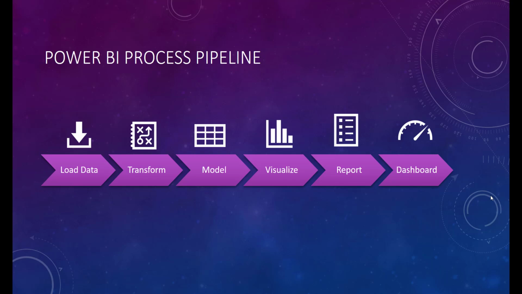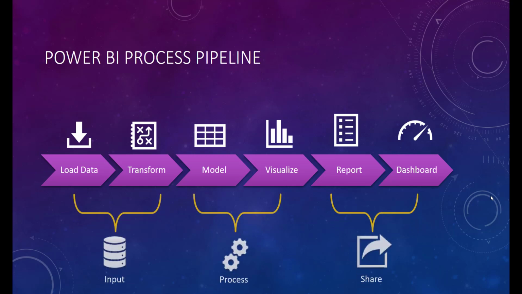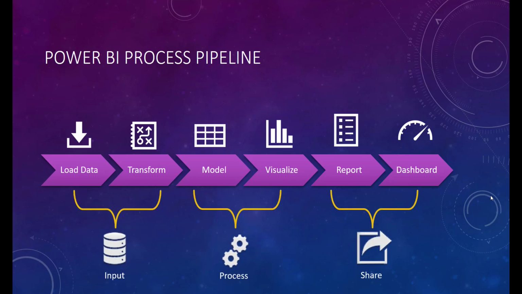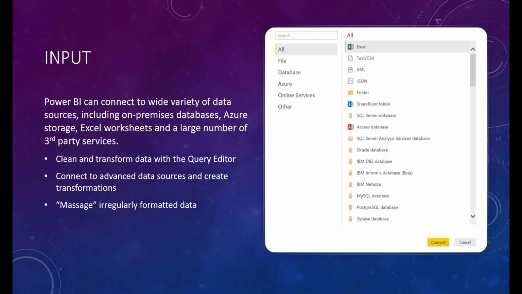And then you will visualize your data with any of the built-in charts or graphs so you can get insights on it. And then you will build reports and dashboards, which will allow you to share it with anyone. And these 6 pieces can be boiled down to 3 different categories. First is input, then process, and then share. Now let's go through these 3 categories in more detail.